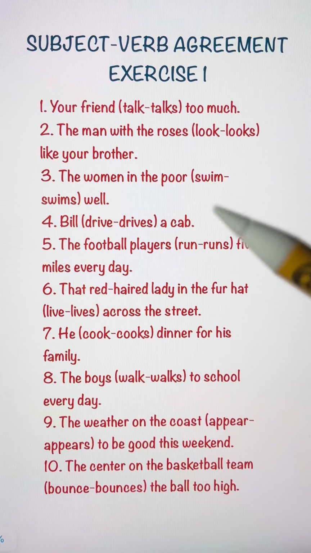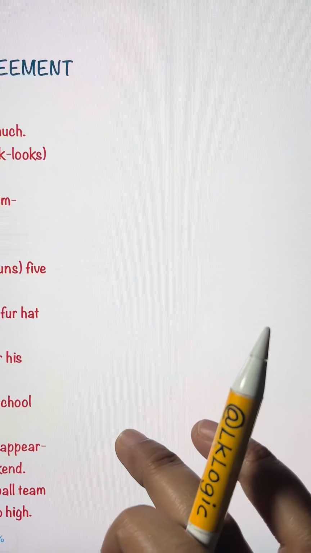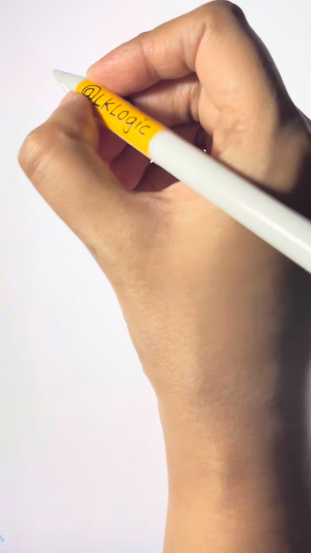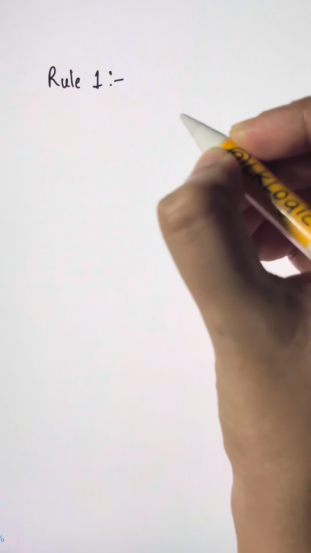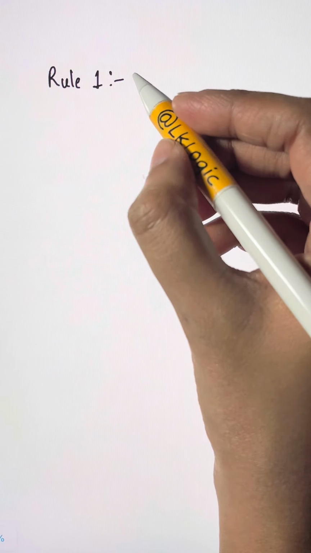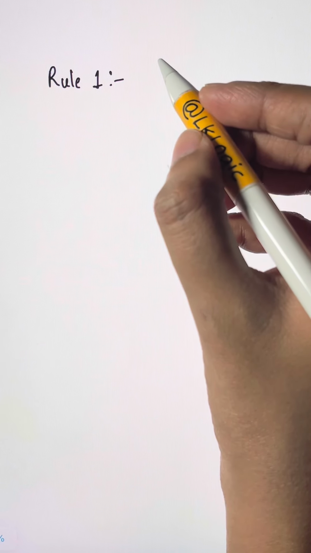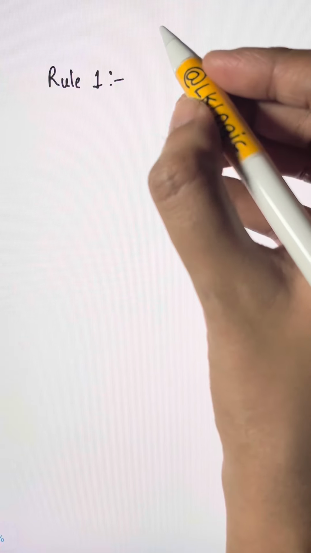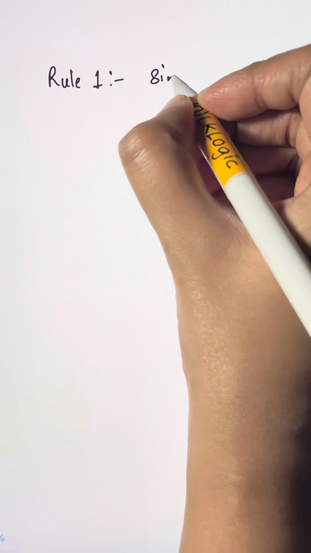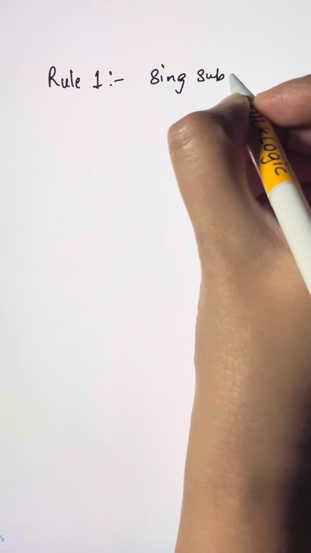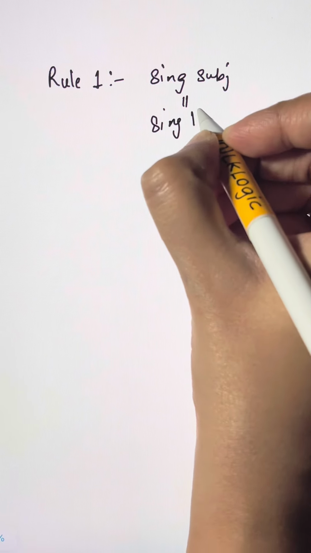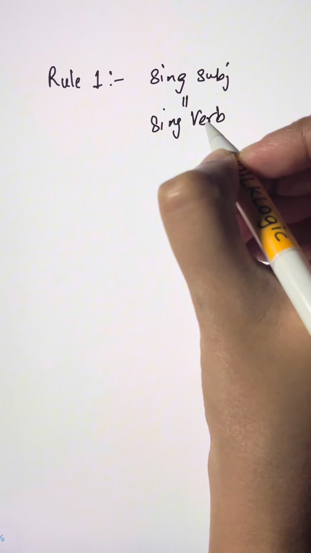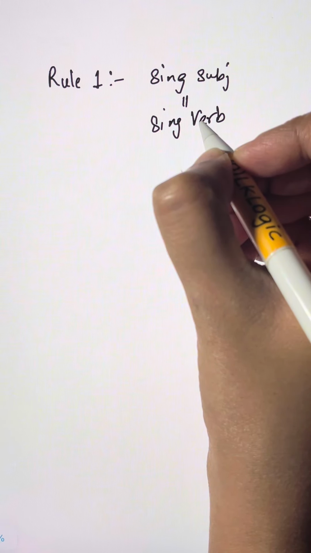Now first of all, we're going to learn some rules, all right? I'll just tell you rule number 1. Rule number 1 says a verb agrees with its subject in number. Singular subjects take singular verbs. Singular subjects always take singular verbs, and it agrees with the subject in number.